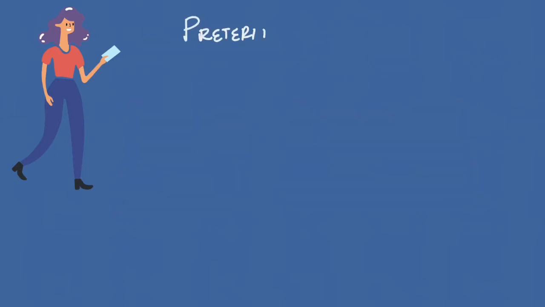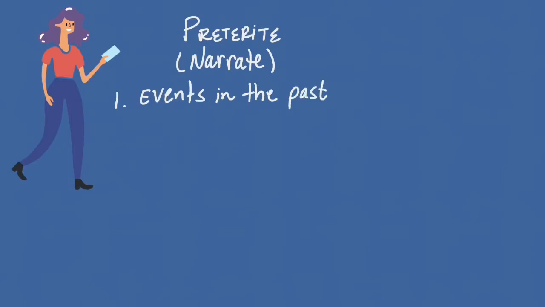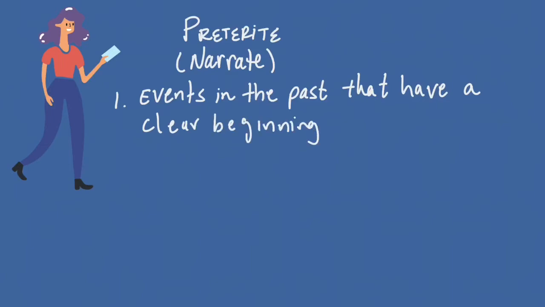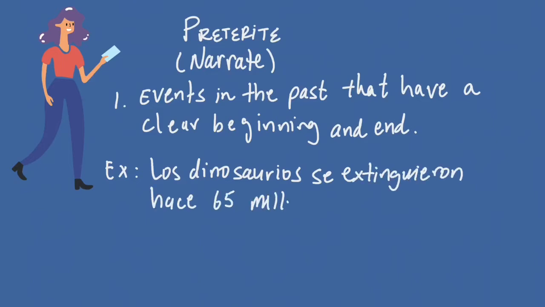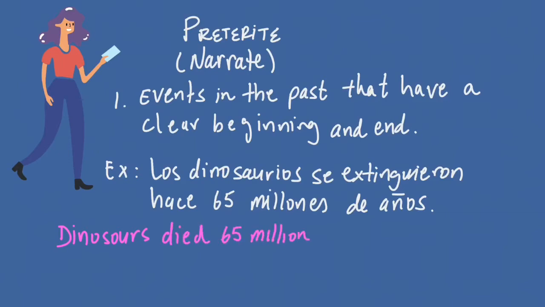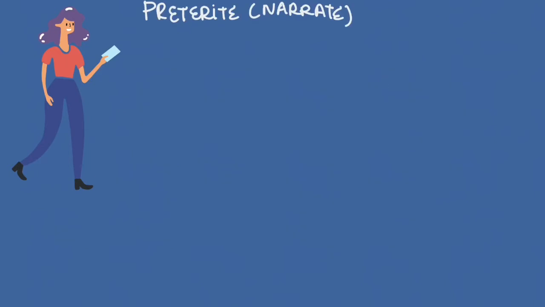So first, let's take a look at the preterite. And yes, we use it to narrate. First, when we talk about events in the past that have a clear beginning and end. For example, los dinosaurios se extinguieron hace 65 millones de años. So the equivalent in English will be dinosaurs died 65 million years ago.